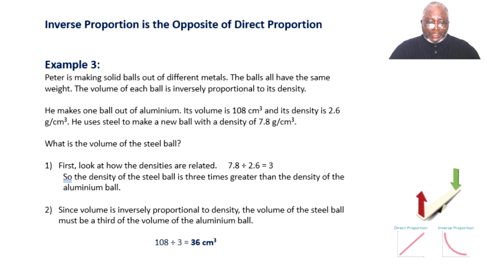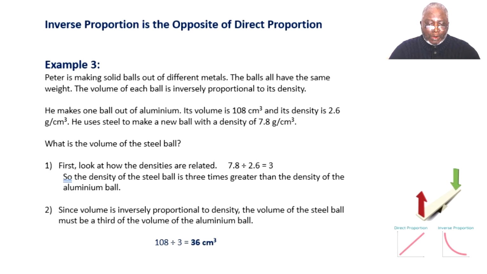Example 3 of inverse proportion. Peter is making solid balls out of different metals. Listen carefully, this I think is the more complex example. The balls all have the same weight. The volume of each ball is inversely proportional to its density.